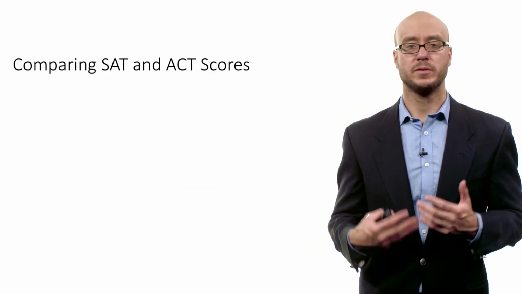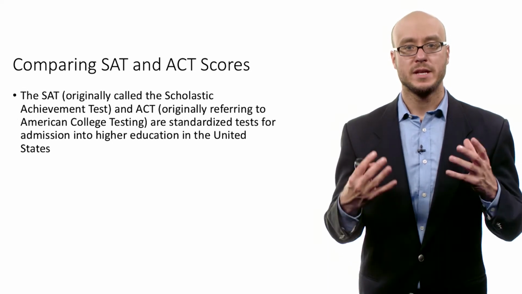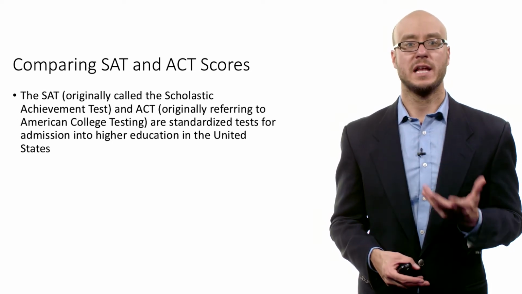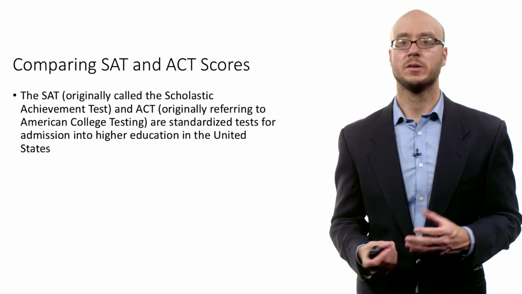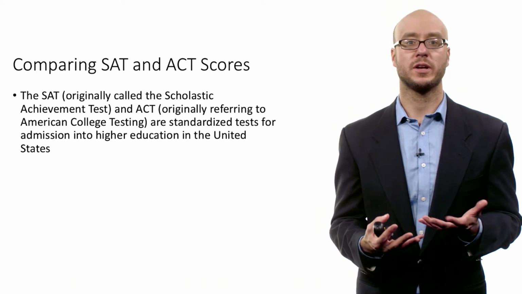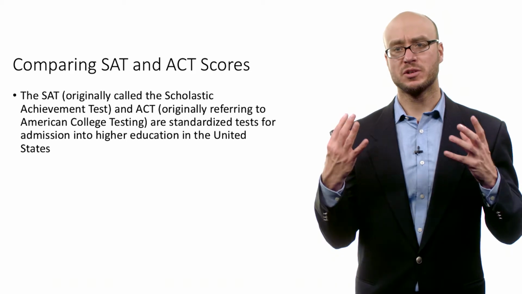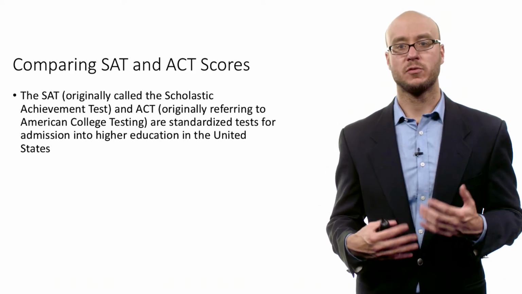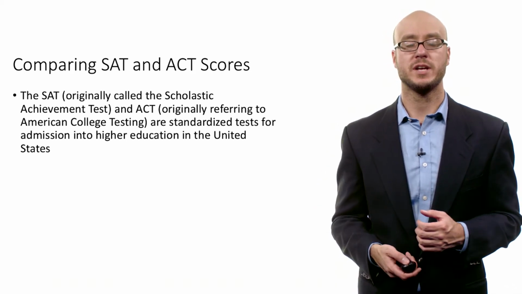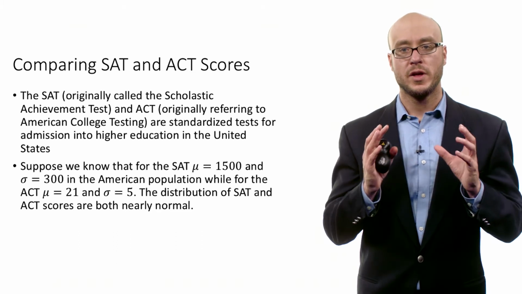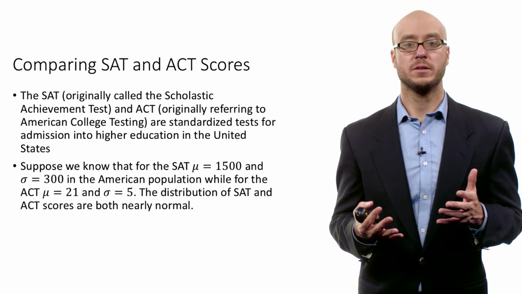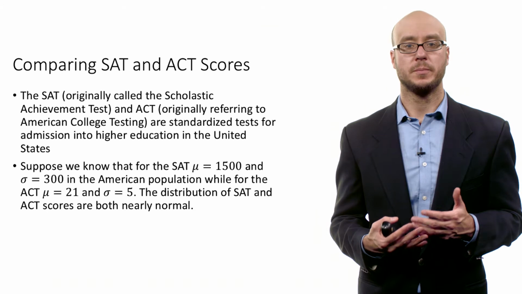So let's go through a couple of these examples. The SAT was originally called the Scholastic Achievement Test, and the ACT was originally referring to this group called American College Testing. These are both standardized tests for admission into higher education in the United States. They're both normally distributed, or nearly normal, in the population.